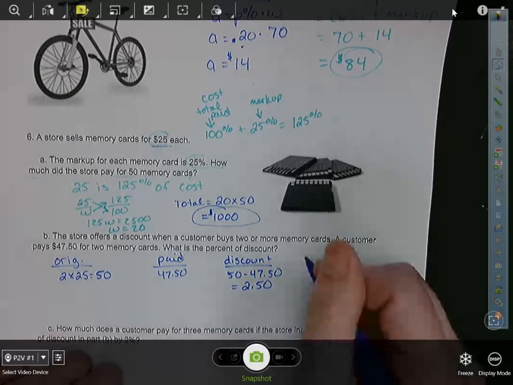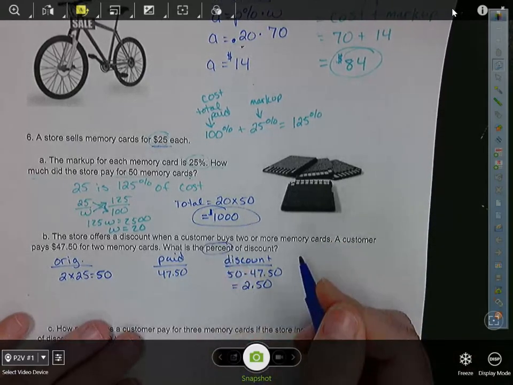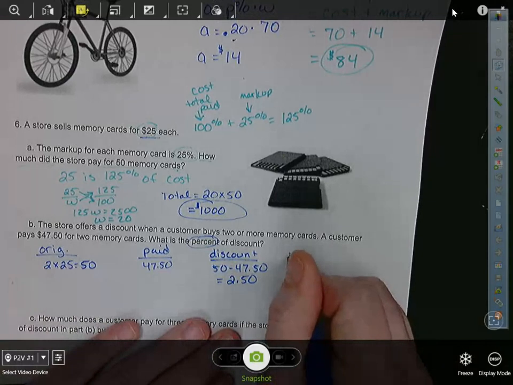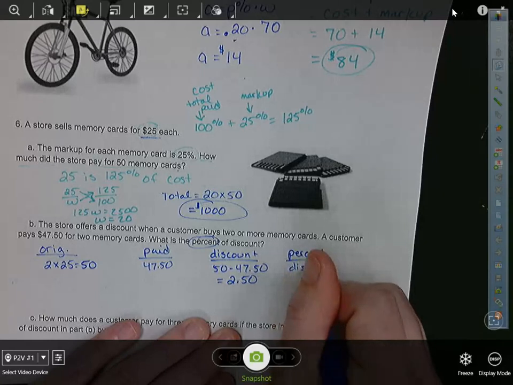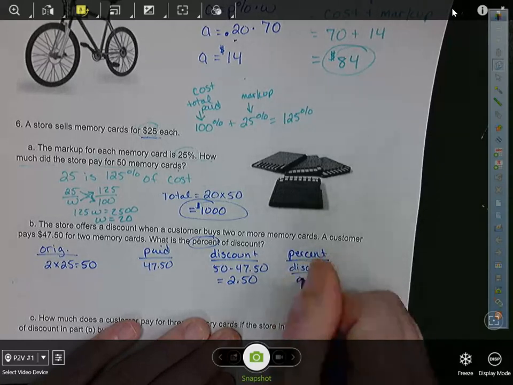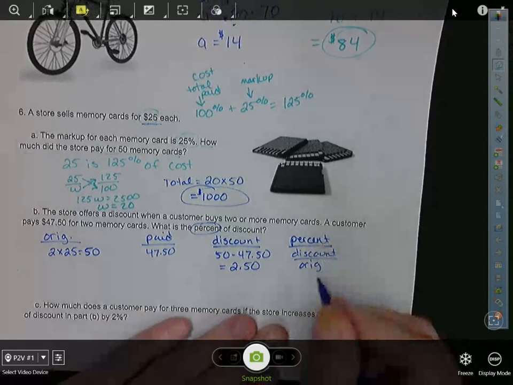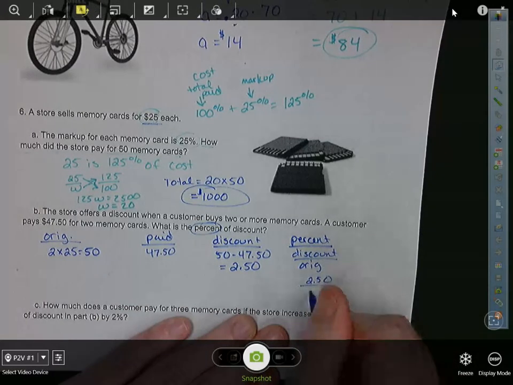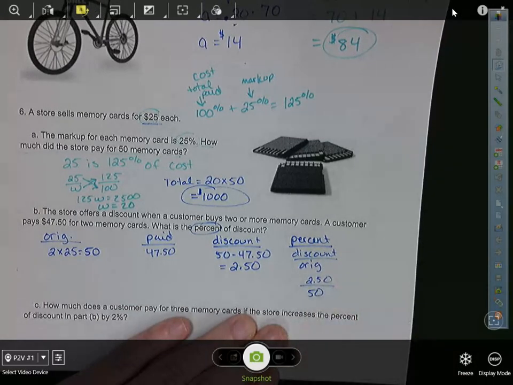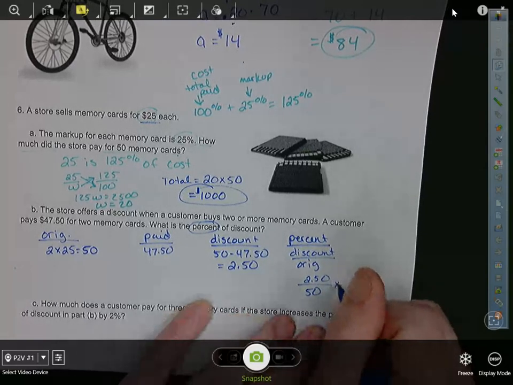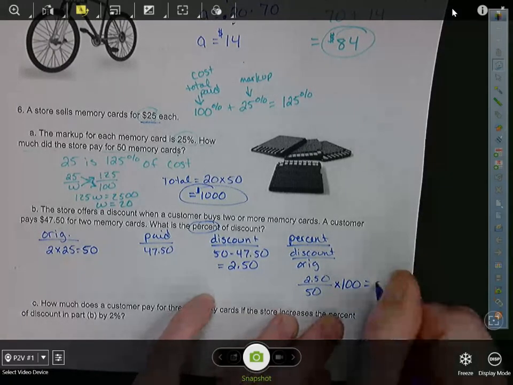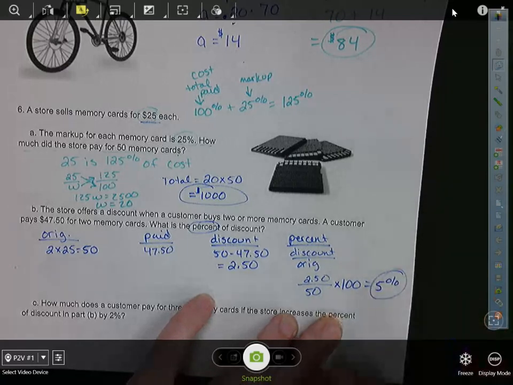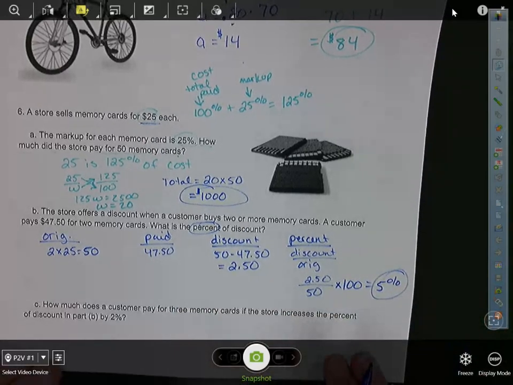So now we need to figure out the percent of the discount. And just like before, to get your percent, it's your percent of change. It's the discount divided by the original amount. The discount was $2.50 and the original amount was $50. So you need to do $2.50 divided by 50, and then times that by 100. And that gives us 5%. So they got a 5% discount for buying 2 memory cards.